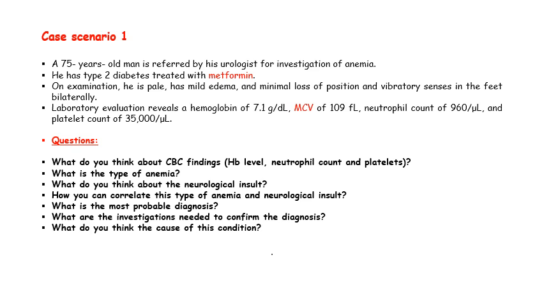So what do you think about the CBC findings regarding the hemoglobin level, neutrophil count, and platelets, and what is the type of anemia in such a case? What do you think about the neurological insult? How can you correlate this type of anemia and the neurological insult? What is the most probable diagnosis? What are the investigations needed to confirm your diagnosis? What do you think is the cause of this condition? Remember, the patient is diabetic and is taking an oral medication called metformin, which is one of the biguanides.